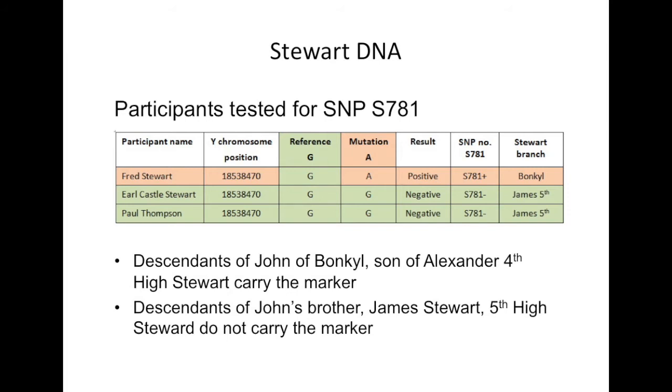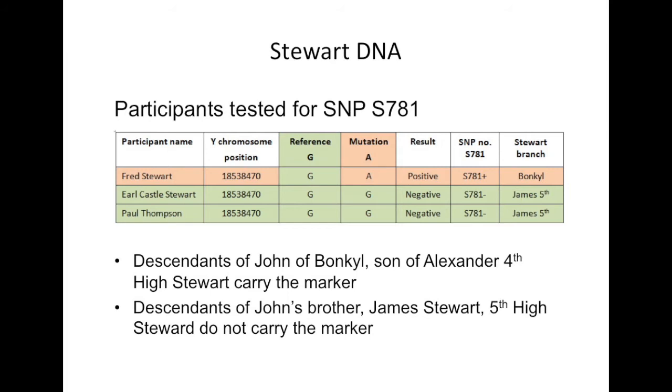Now, the point about this is that the Earl had tested on 111 markers, so had Paul Thompson and Fred Stewart. And the prediction at around 95% probability from the STRs was for the time to most recent common ancestor between Paul Thompson and the Earl of 10 generations. Same prediction between Fred Stewart and the Earl was 12 generations.